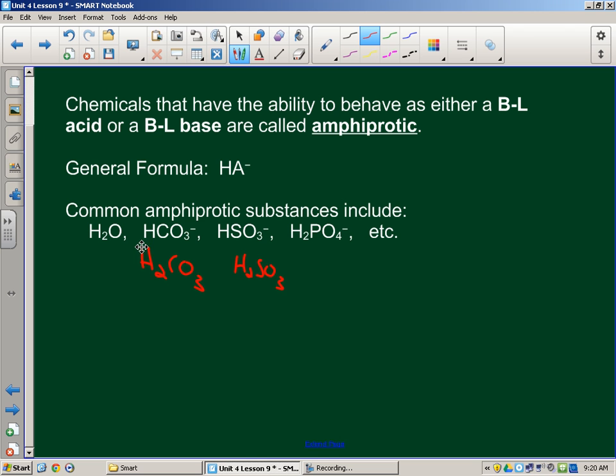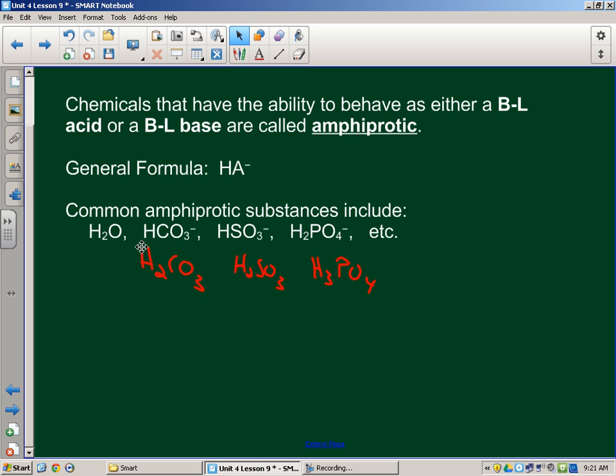This was H2PO4 minus. It came probably from H3PO4. Okay? If you lose an H plus, you get H2PO4 minus. If you lose another H plus, you get HPO4 2 minus. Okay? And that's kind of how those amphiprotic ones work.